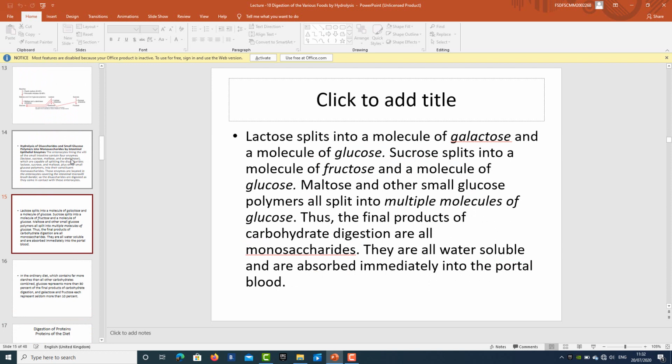The lactose splits into a molecule of galactose and a molecule of glucose. Sucrose splits into a molecule of fructose and a molecule of glucose. Maltose and other small glucose polymers all split into multiple molecules of glucose. Thus, the final products of carbohydrate digestion are all monosaccharides. They are all water soluble and are absorbed immediately into the portal blood.